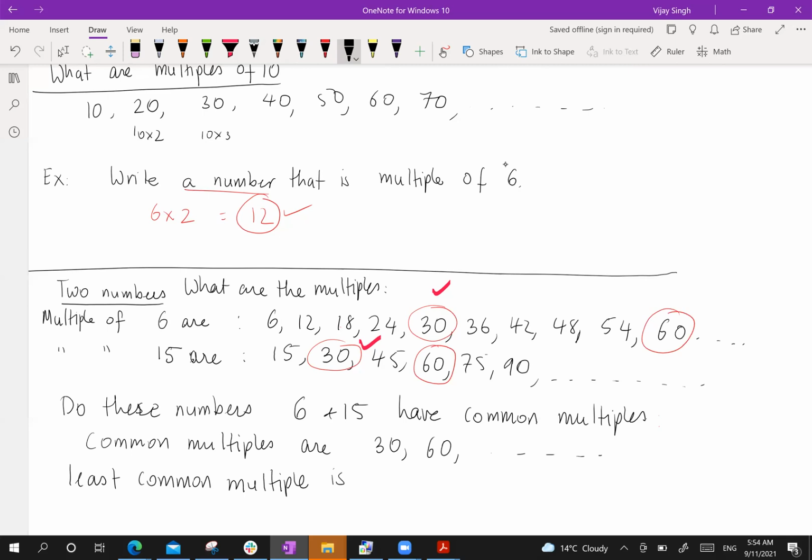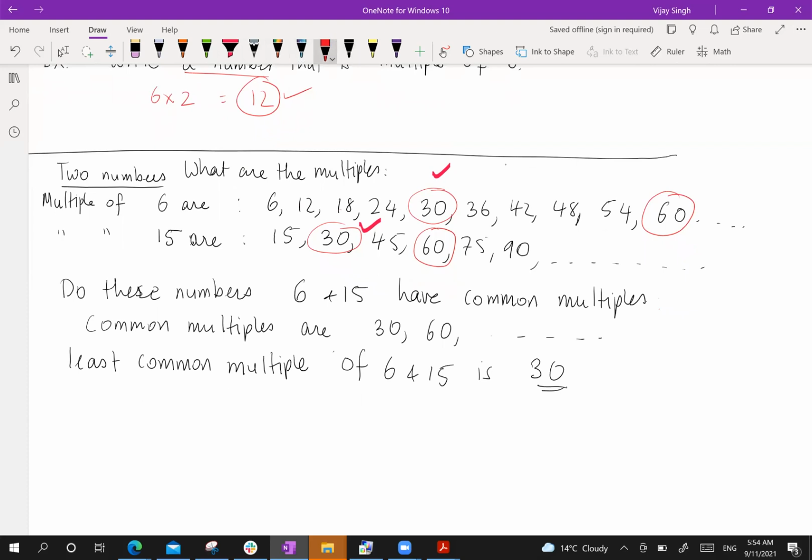And the least common multiple of 6 and 15 is, let's see. So what is the least common multiple? The least common multiple seems to be 30, right? So the least common multiple is 30. And then there is a short form to write down the least common multiple. Again, symbolism is important. Short form helps us to write. So the least common multiple of 6 and 15 equals 30.